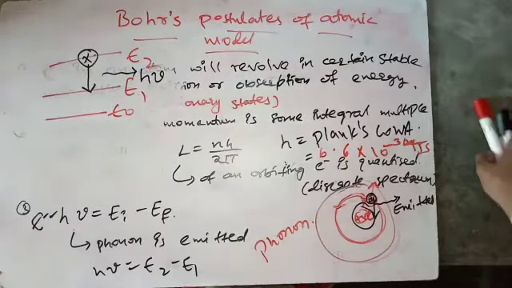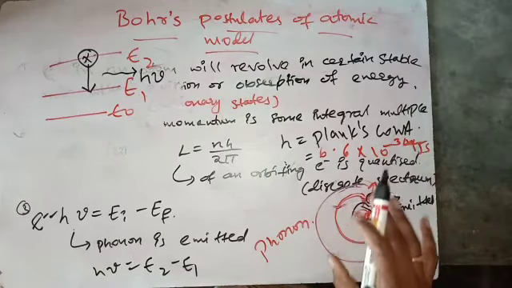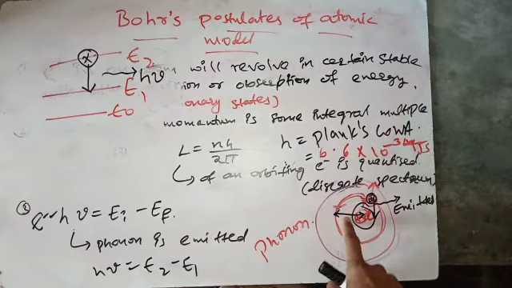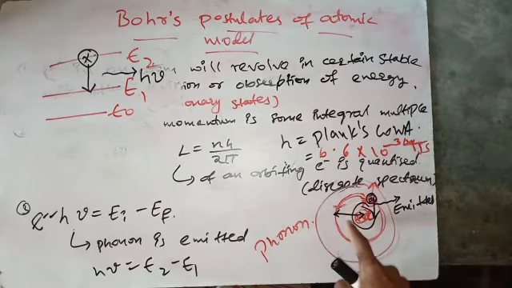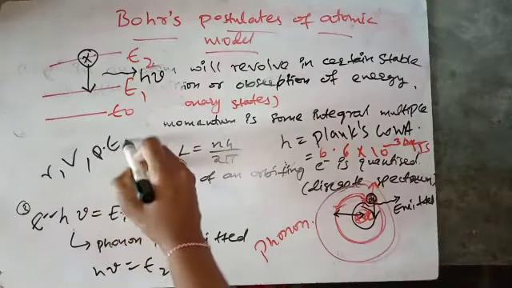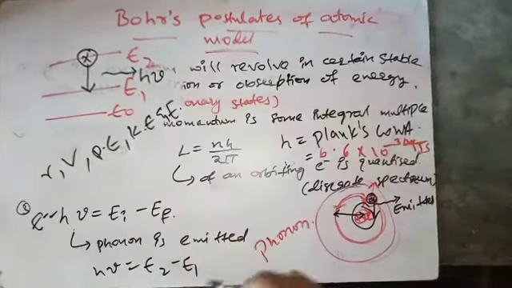In my next lecture, I will give the Bohr radius, the relation for the radius of each orbit, and also for the velocity, potential energy, kinetic energy and the total energy of each orbit.